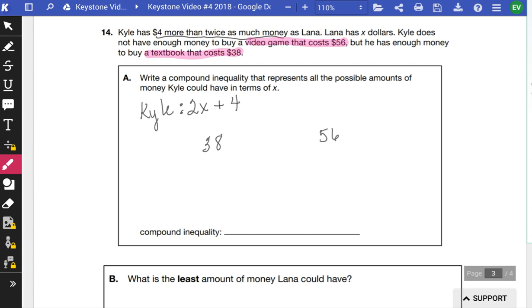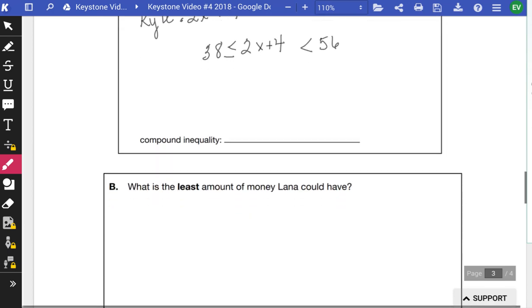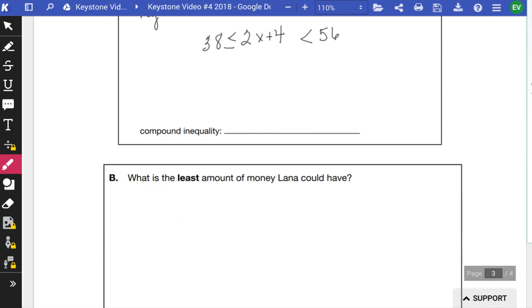Okay? But he cannot buy that video game. So it's got to be less than 56. But he can buy the textbook. So it's less than or equal to there. So that's our compound inequality. Okay, we put Kyle's money in between and the two amounts of money that he possibly could buy things with on the outsides. The next question, what is the least amount of money Lana could have?